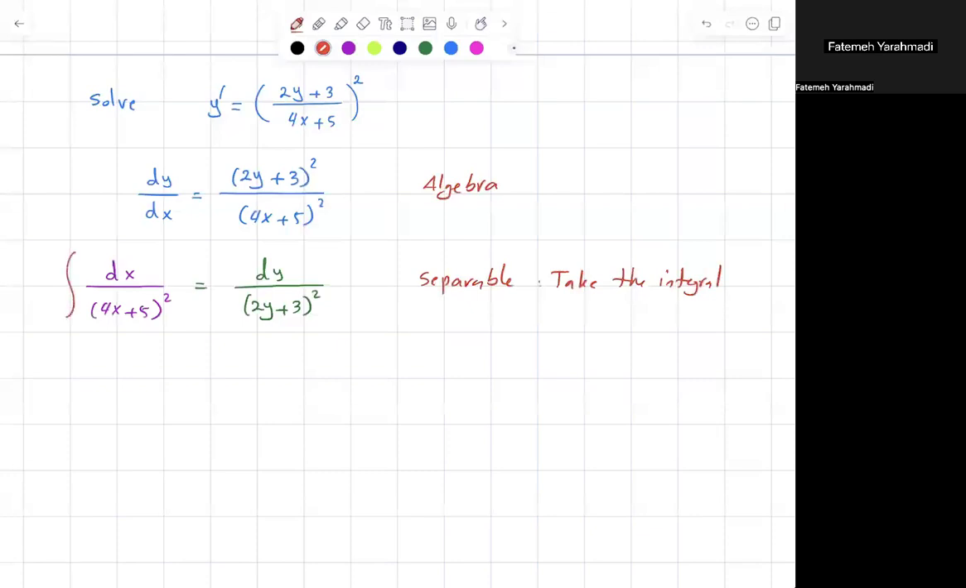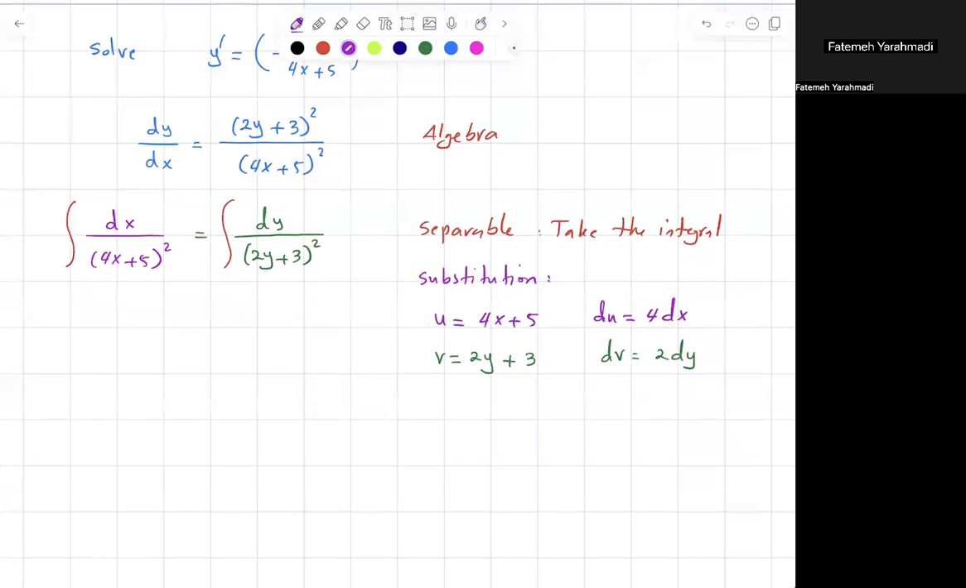When you're taking the integral of both sides, you have to apply the u substitution method. For example, u can be written as 4x plus 5, du is 4 dx. We can also take v to be 2y plus 3, and dv is equal to 2 dy. Very good. Your first integral is equal to the integral of du divided by 4 u squared, and on the right-hand side you have the integral of dv divided by 2 v squared.